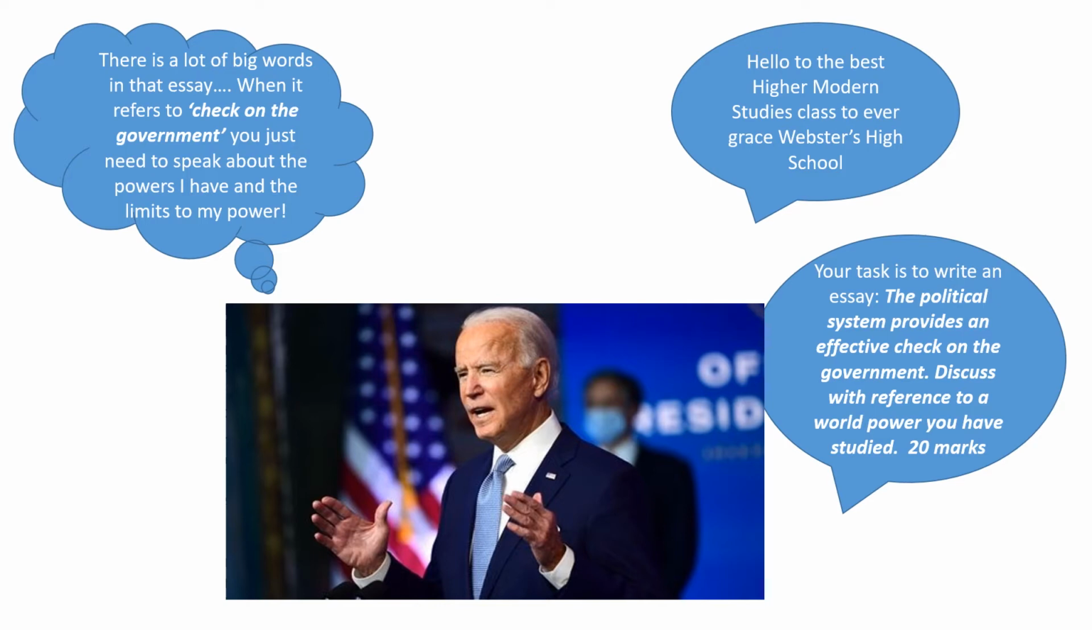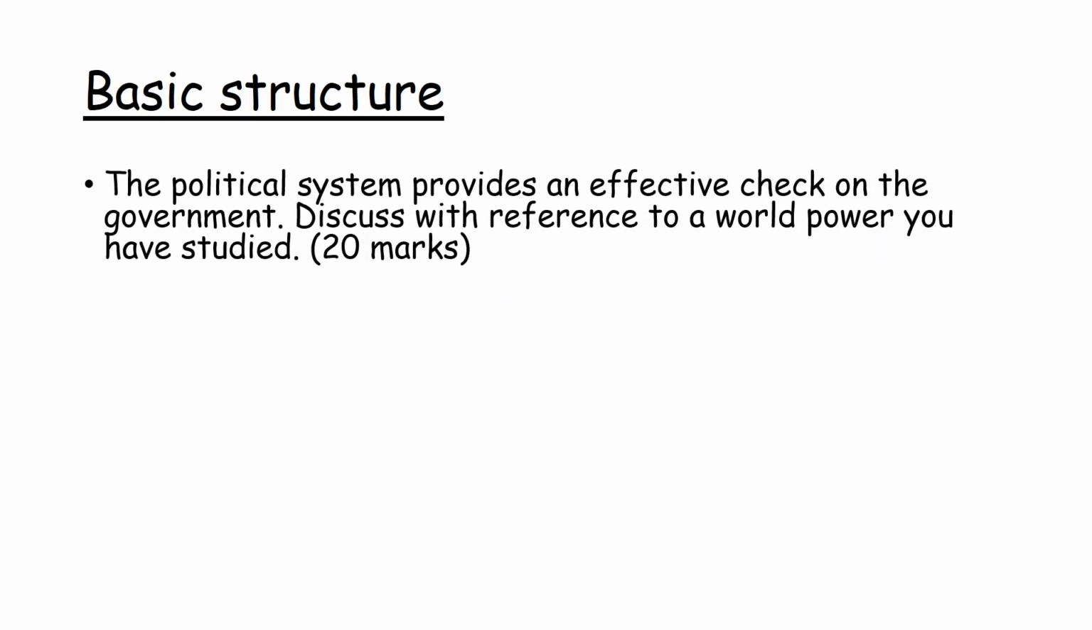Now, Joe is saying here, there's a lot of big words in that essay. When it refers to check on the government, you just need to speak about the powers I have and the limits to my power. So the question is asking you, the political system provides an effective check on the government. So that effective check on the government is referring to the powers the President has and the limits on the power of the President.